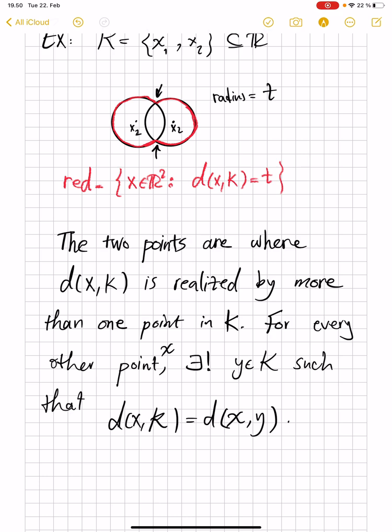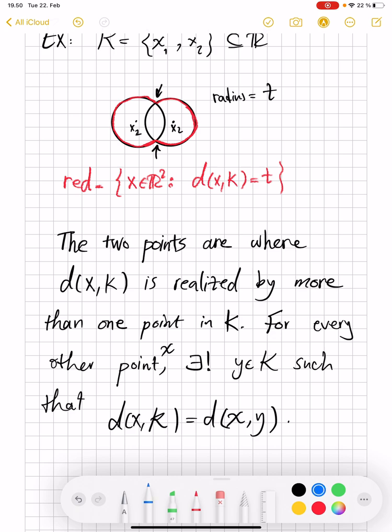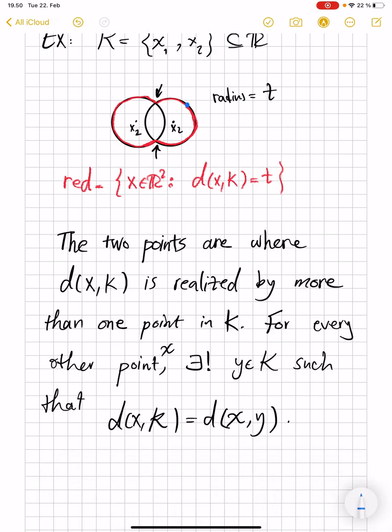For example, let me use blue, maybe more visible. If you're at this point, there is a unique point from your set which tells you that the distance to the set is t. The distance from the other point is not minimized. But if you are at this point, then both of these points are minimizers for your set.